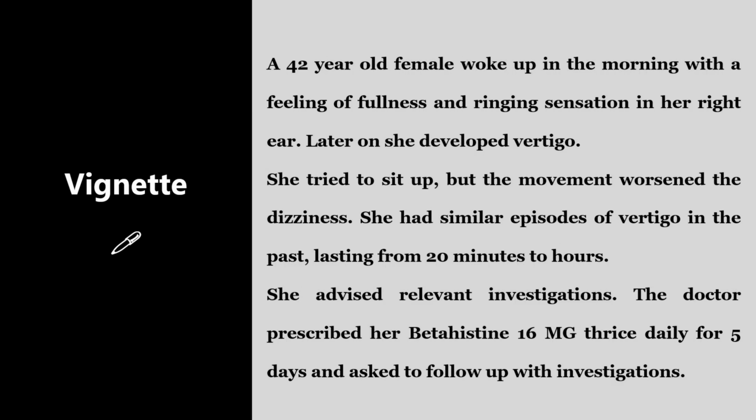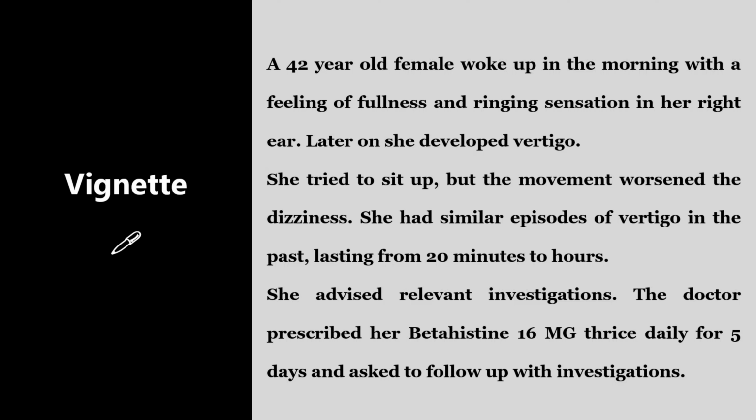Let us discuss a case. Please take a moment to read this interesting vignette. You can pause the video now. A 42-year-old female woke up in the morning with a feeling of fullness and ringing sensation in her right ear. Later on, she developed vertigo. She tried to sit up, but the movement worsened the dizziness. She had similar episodes of vertigo in the past, lasting from 20 minutes to hours. She advised relevant investigations. The doctor prescribed her betahistine 16 milligrams thrice daily for 5 days and asked to follow up with investigations.